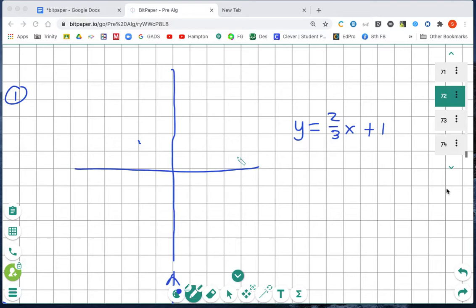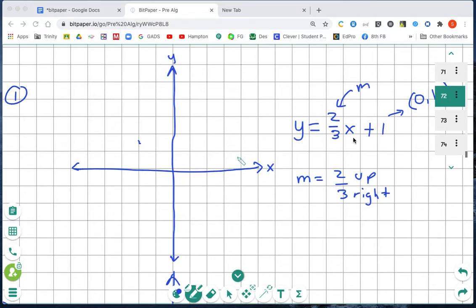Example 1. First of all, we're going to add our arrows on, and we're going to label our x and label our y. Then we're going to find our m. So our slope, m, is 2/3. So we're going up 2, to the right 3. Now the slope-intercept form is y equals mx plus b. So here is our b. So our starting point is going to be (0, 1).